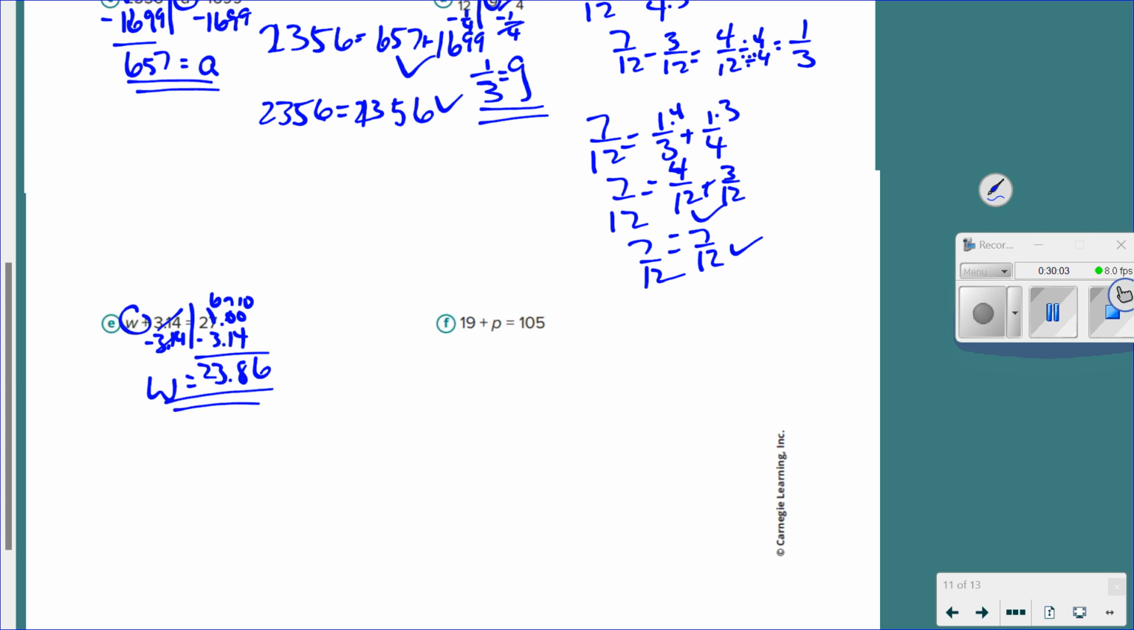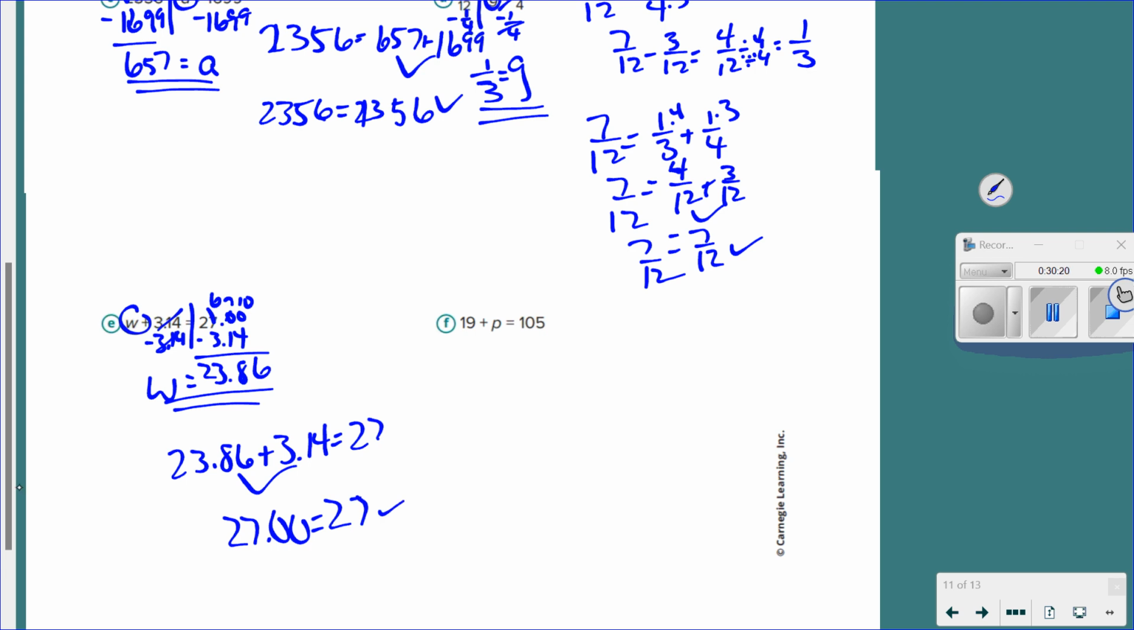Go back to my check. 23.86 plus 3.14 equals 27. Add those two together. I get 10. 10 carry the 1, 6, 7. A decimal comes straight down. 27 equals 27. Check. Our last one.